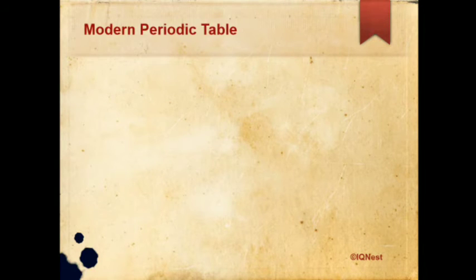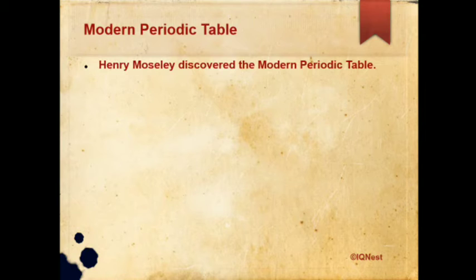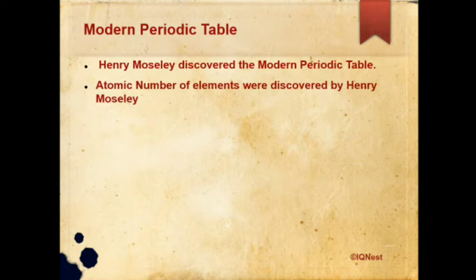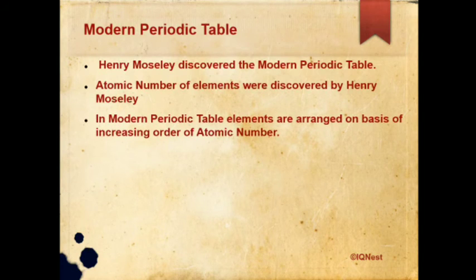Now we will be discussing the modern periodic table in chemistry. Henry Moseley discovered the modern periodic table. The atomic number of elements was discovered by Henry Moseley. In the modern periodic table, Moseley made this arrangement based on the atomic number, so that elements are arranged on the basis of increasing order of atomic number.